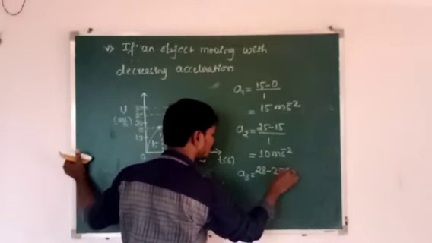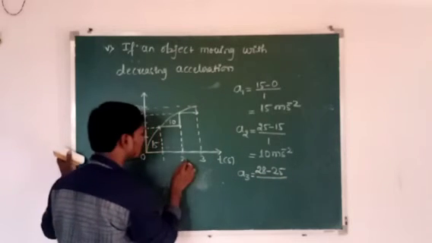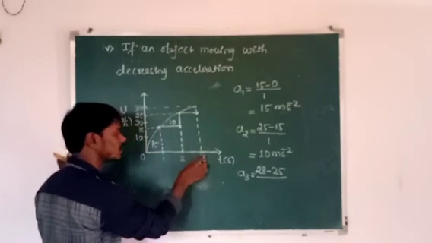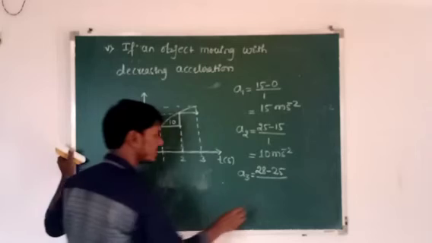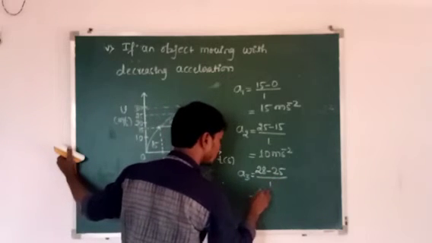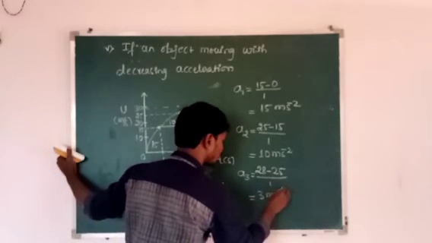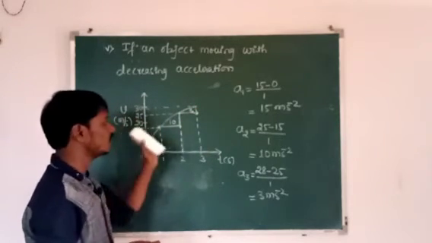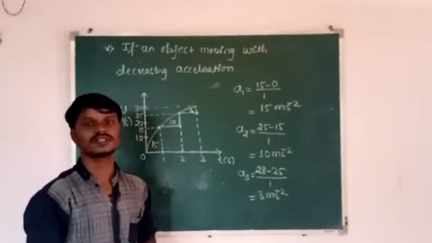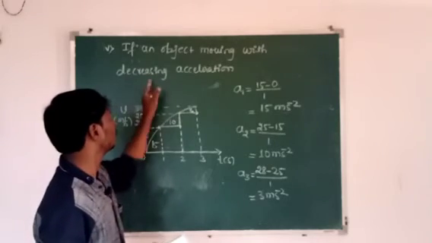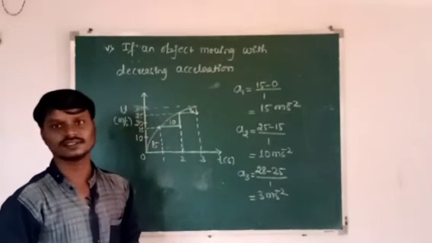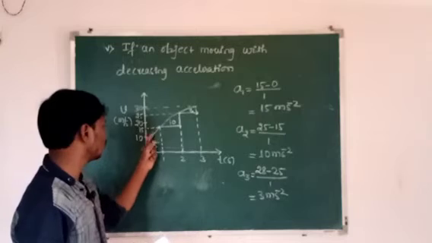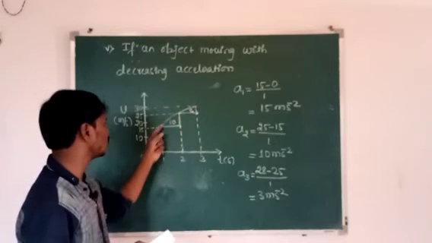28 minus 25 divided by, in what time interval? That is 2 to 3, means 3 minus 1 second. Then it is 3 meter per second square. This is the velocity versus time graph for the object moving with the decreasing acceleration. See here, the acceleration goes on decreasing in each slope.